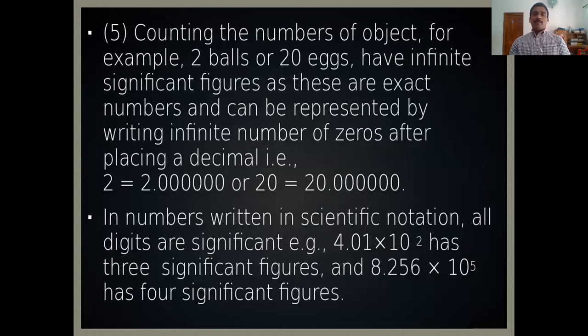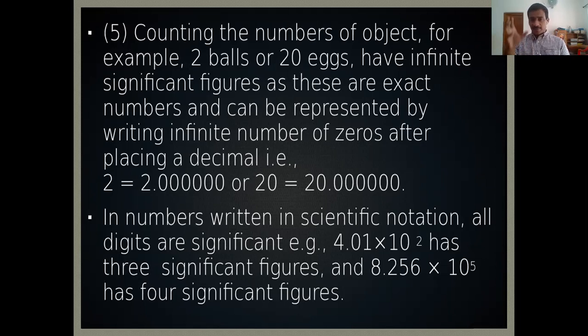Next one, counting the numbers of objects. For example, 2 balls or 20 eggs have infinite significant figures, as these are exact numbers and can be represented by writing an infinite number of zeros after placing a decimal. 2 eggs, that is certain, only 2, not 2.1 or 1.99. It is 2, that is certain. So we can write an infinite number of zeros after 2. That means 2.00000000, and that can be continued.